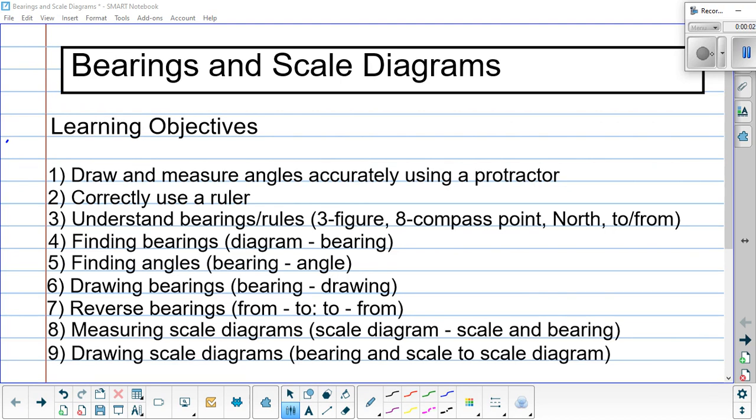Hi, it's Mr. Canada today, and we're going to do bearings and scale diagrams. Today we're going to learn how to draw and measure accurately with the protractor and correct ruler use.